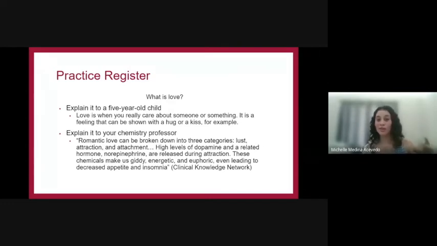So if we compare these 2 descriptions, we can see that the more formal version, the one for the chemistry professor, has longer sentences, so more complex sentences, whereas the first one has simple sentences. Also, we can notice jargon. So like I said, dopamine, hormones, norepinephrine, these are specific words for the field of chemistry. Something that if we were writing formally or we were talking, we would probably not say.